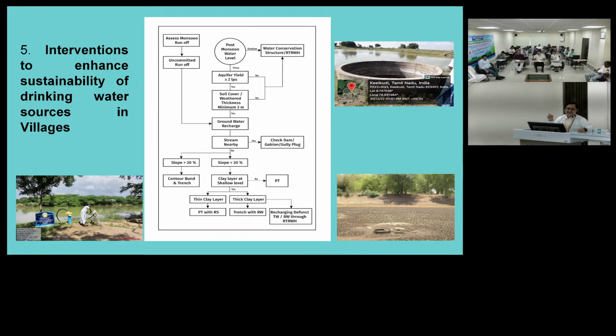After that, if aquifer yield is good, we will check soil thickness, because soil is very important, as it is the first interface between our rainfall and earth. If soil thickness is not there, you will not get much water. The scope for intervention is very less.